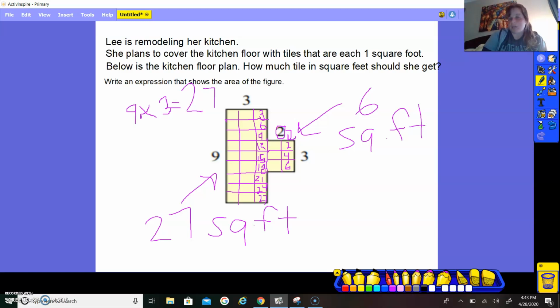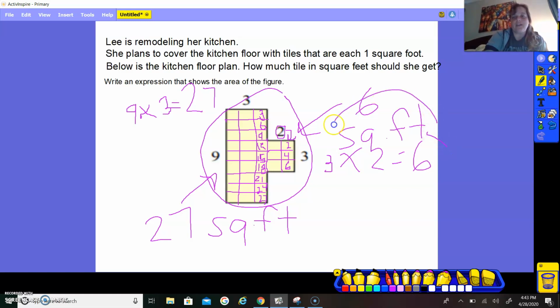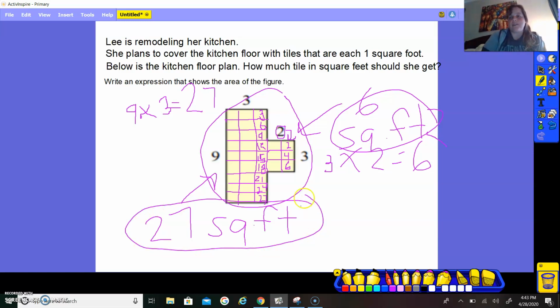Now, shortcut. If we don't want to have to draw the squares here, then we could say, well, I know that 3 rows of 2 equals 6. Now, to find the area of this entire figure, I'm going to take my 6 square feet, and I'm going to take my 27 square feet and do what with it? Add it together.